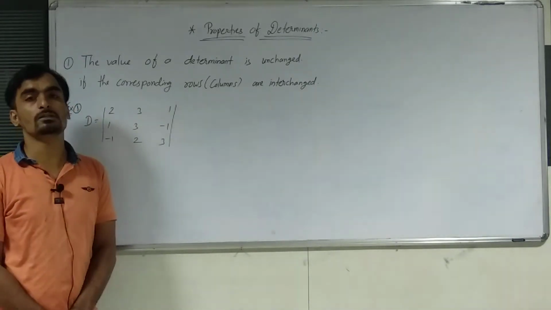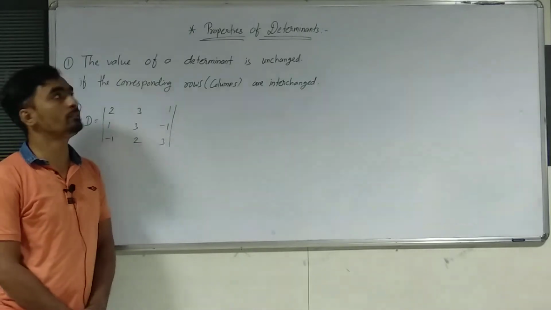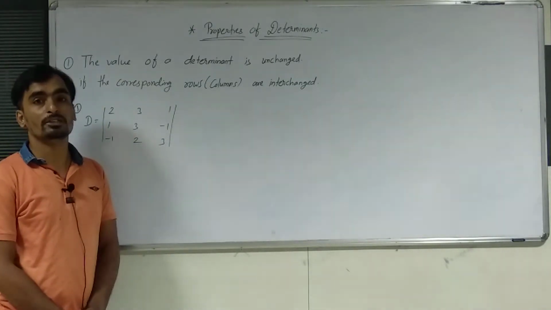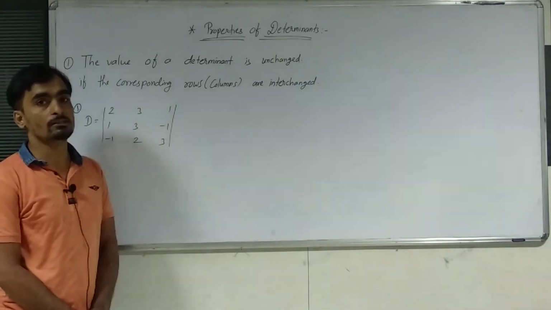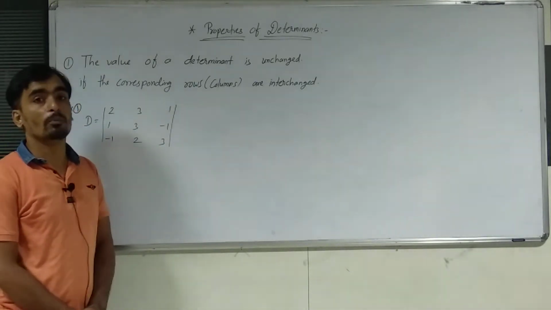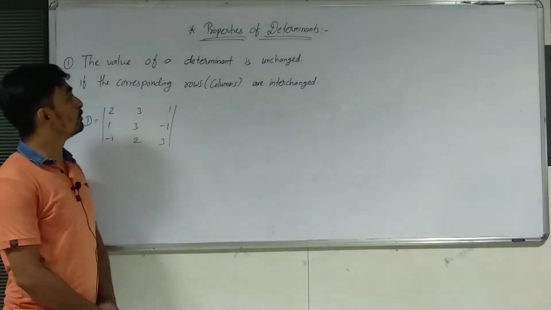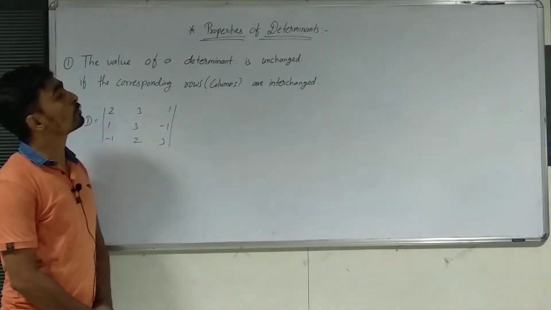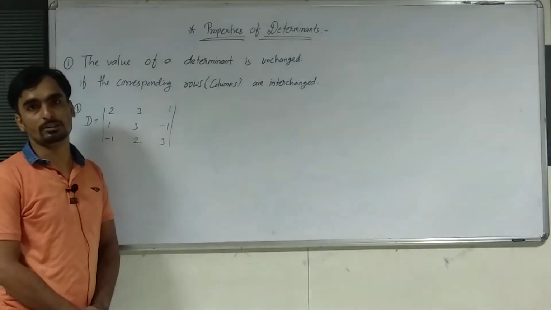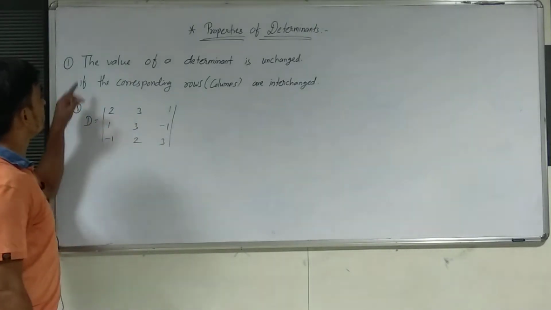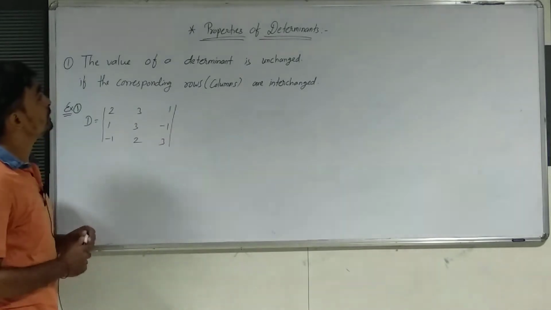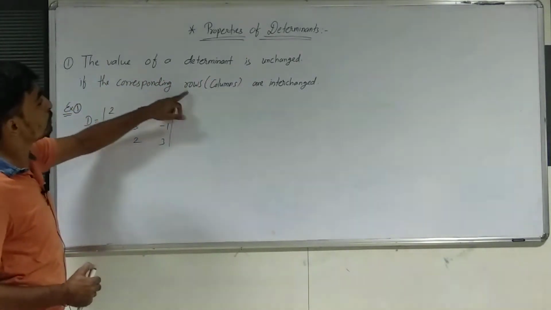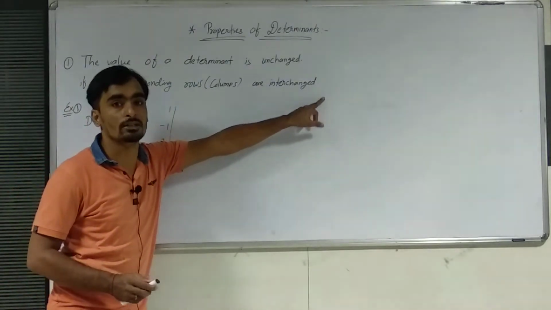Today we will discuss various properties of determinants. In the previous lecture we already learned about determinants. Today we will see some properties of determinants, from which you can look at a determinant and say something about its result. So the first property: the value of a determinant is unchanged if the corresponding rows and columns are interchanged.